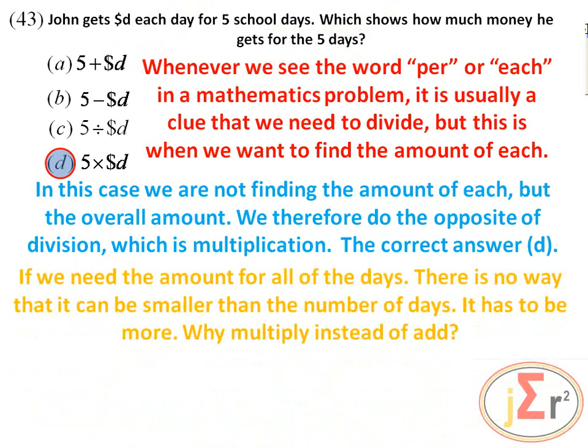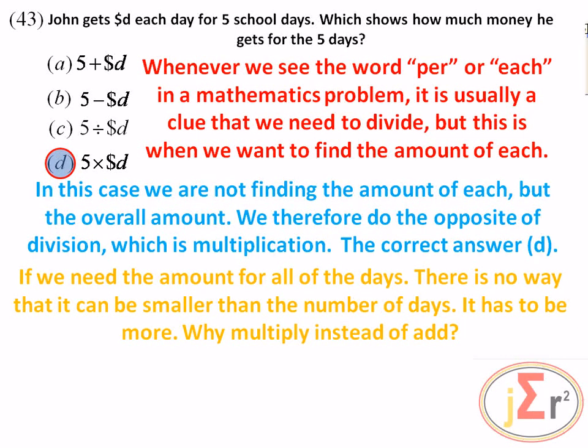If we need the amount for all of the days, there is no way that it can be smaller than the number of days. It has to be more. Why multiply instead of add? So if we have the amount for 1 day, then we have the amount for 5 days. Will the amount for 5 days be smaller or larger than the amount for 1 day? It has to be larger. Therefore, we need to multiply, as you said, Jerry.